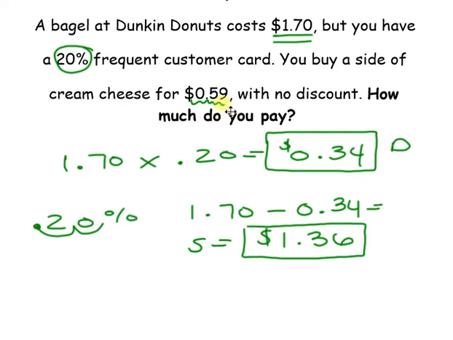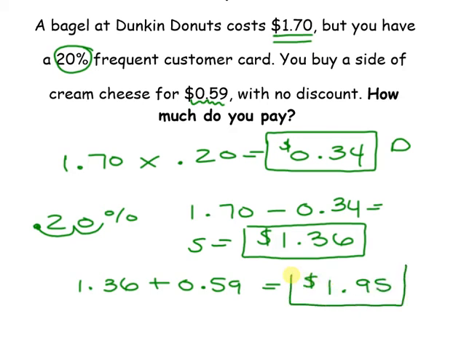But you go back and buy cream cheese and you don't get a discount on it. So we have our $1.36 plus our cream cheese for 59 cents. Go ahead and calculate that. From all of that, you should get $1.95. That is what you pay at Dunkin Donuts.